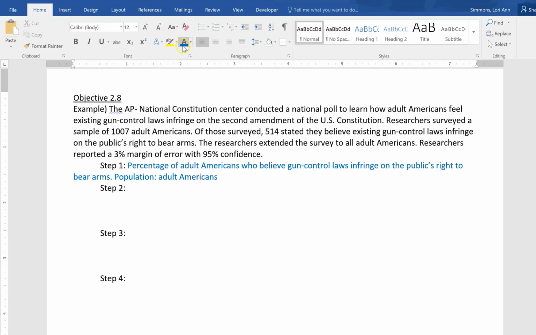Step 2 is collect the data. So 1,007 were sampled. 514 believed gun control laws infringe on the public's right to bear arms.